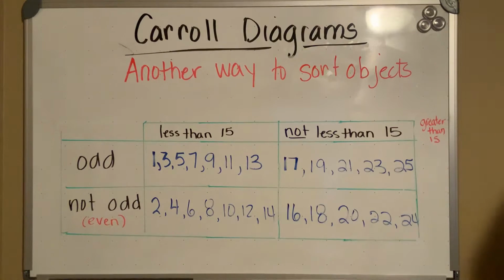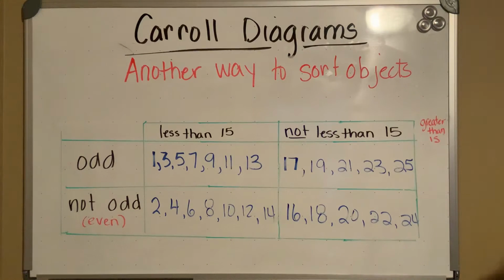So today we're going to talk about a different way to sort objects. Yesterday we talked about Venn diagrams, and now today we're going to talk about Carroll diagrams. It's just another way of sorting objects. I think Venn diagrams are a lot more common, but as you get older, you will also see Carroll diagrams used often.